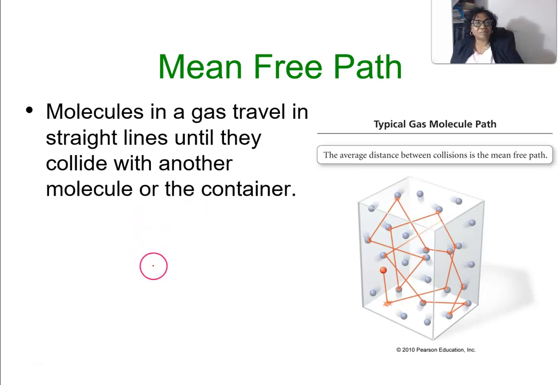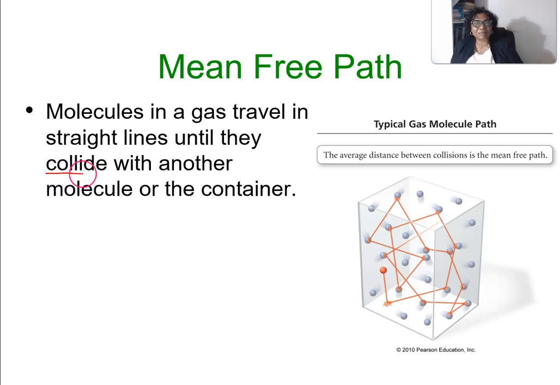Hello class, we want to continue with our studies on kinetic energy and velocities of gases. This time let's look at mean free path. Molecules in a gas travel in a straight line until they collide with another molecule.